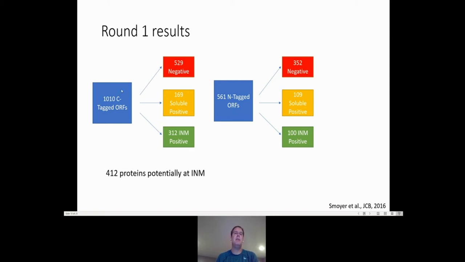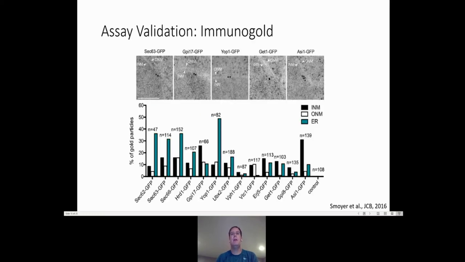Then we did a secondary screen with these negative hits. The C-terminus of many proteins has signal sequences that are responsible for localization within the cell, and so we wanted to counter screen those tagged at the N-terminus. Once we did that, we found 100 more proteins that were positive for the internuclear membrane. And so we have 412 proteins that are potentially at the internuclear membrane.